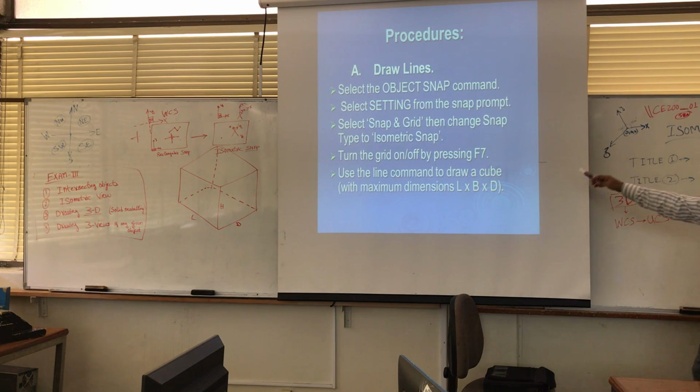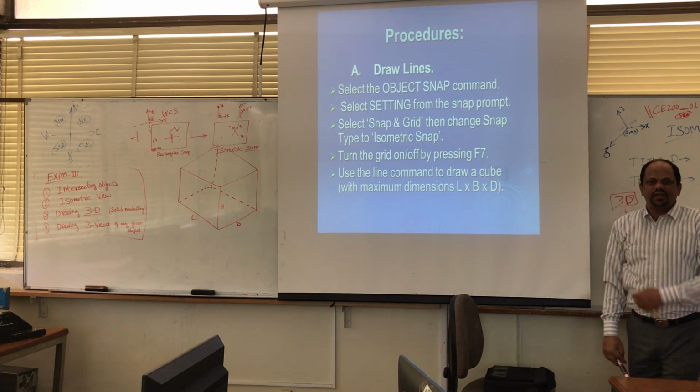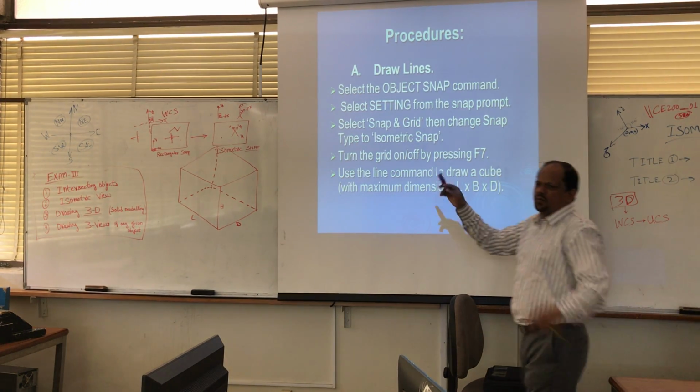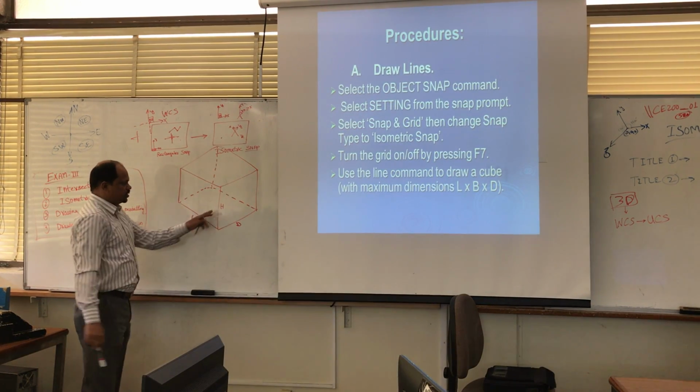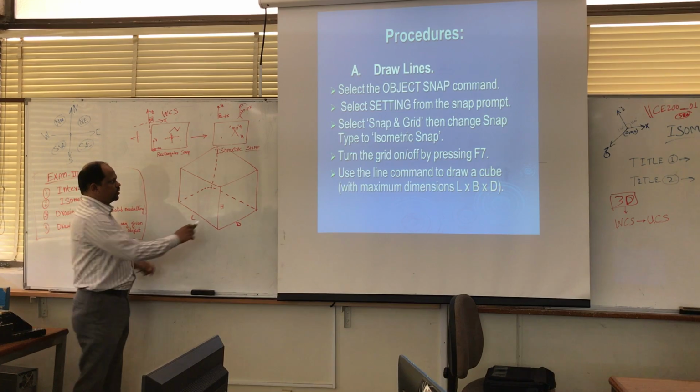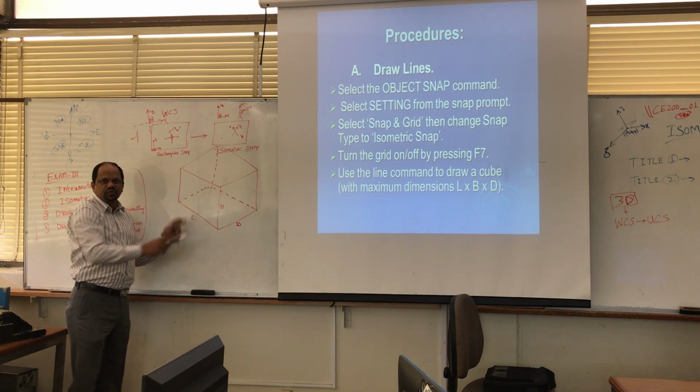For doing isometric drawing, the first recommended step is to make a cube or cuboid with the maximum dimensions, length, breadth and height, or length, height and depth, whatever it is called. This is a cube, isn't it? So we will make the cube.